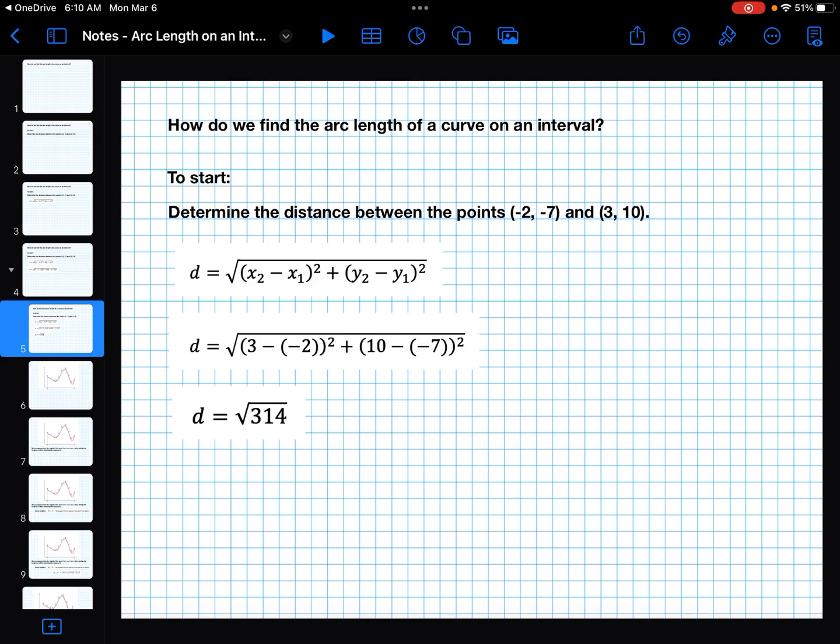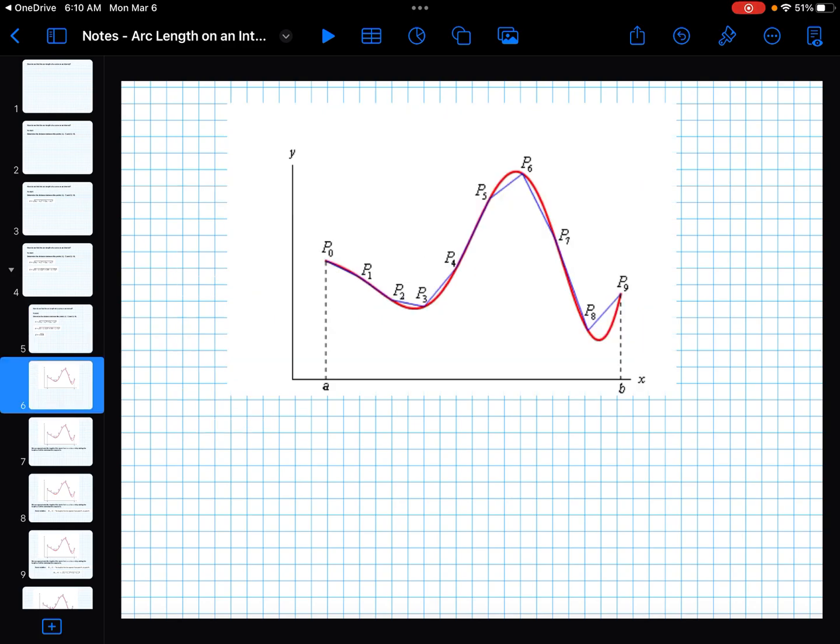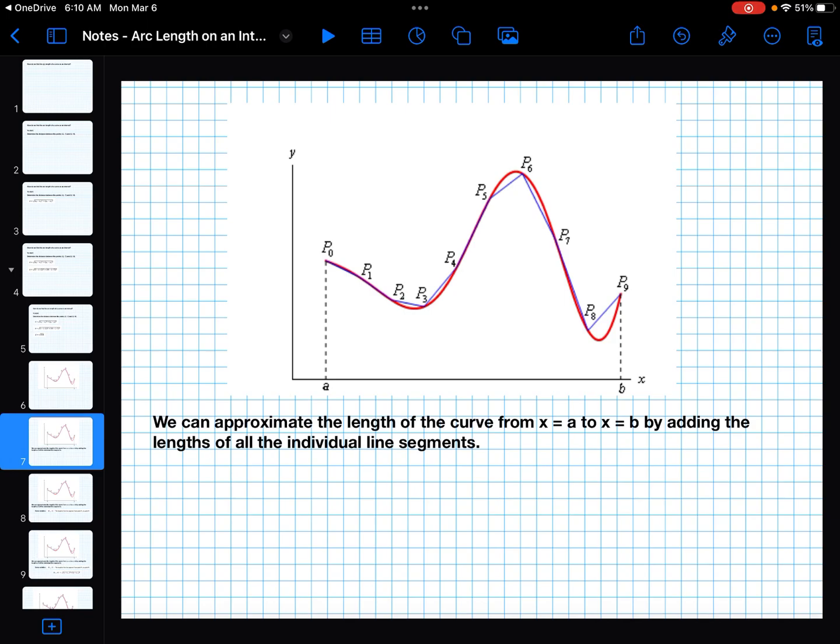Now, when we were finding the area of a region between a graph and the x-axis on some specified interval, we were slicing that region up into rectangles, an infinite number of them, as a matter of fact. And we were adding the areas of all those rectangles together through the definite integral process. It's a very similar idea here, except instead of dealing with the area of a rectangle, we're going to be splitting the region up into little line segments, and then we're going to add the lengths of those line segments together to approximate the length of the arc.